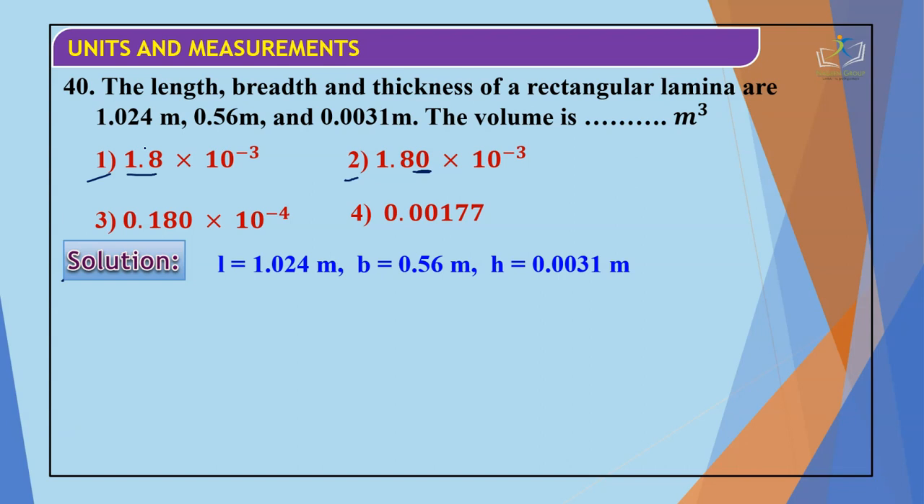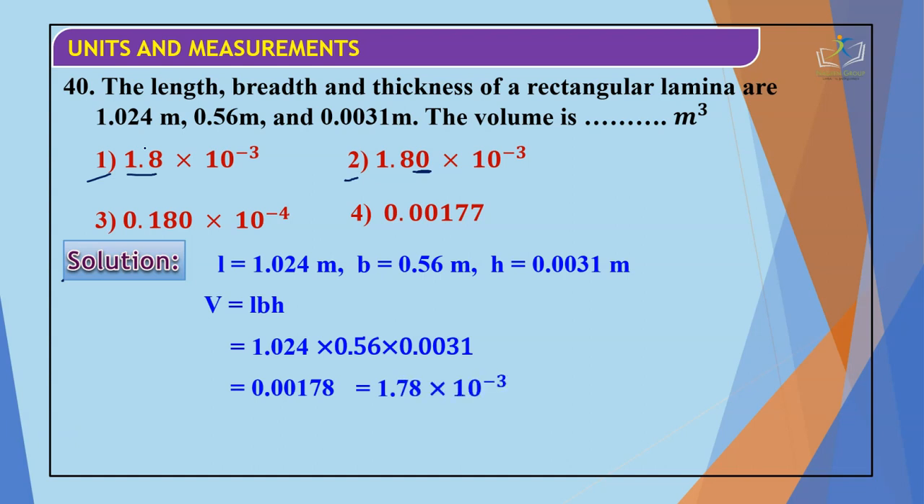So length is given, breadth is given and height is given in meters. The formula we know is LBH, length times breadth times height. We simply do the multiplication and the value we receive is 1.78 times 10 to the power minus 3. So V is equal to 1.8 times 10 to the power minus 3, because according to rounding off, when we round off this number, this 8 is greater than 5. So in the previous digit, we raise it by 1. According to this, the first option is the right option. I hope you understand, student.